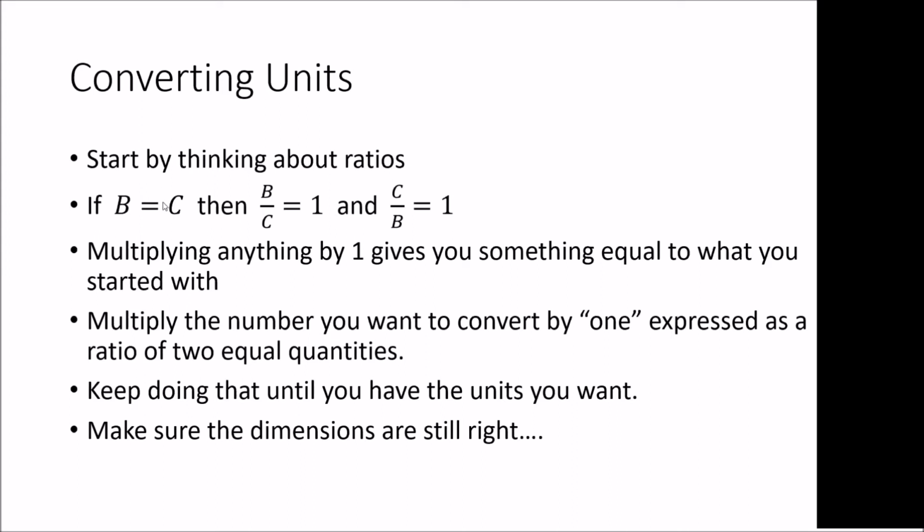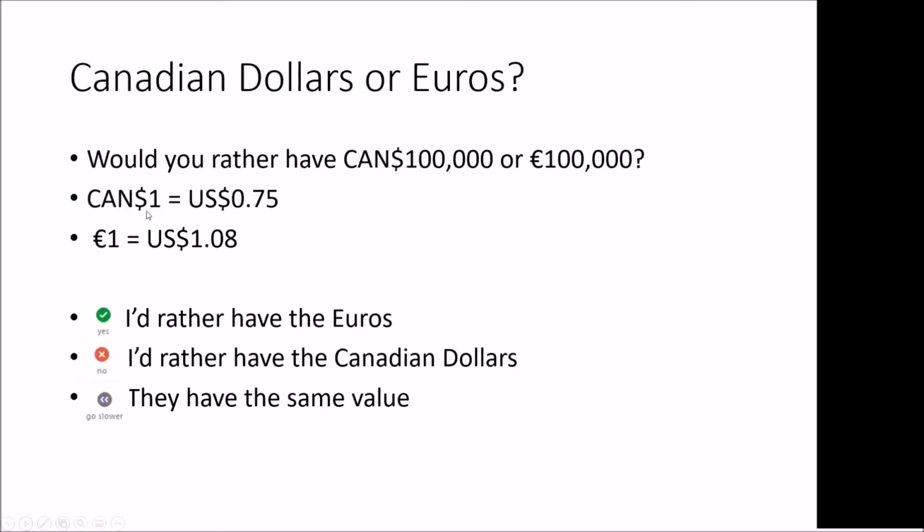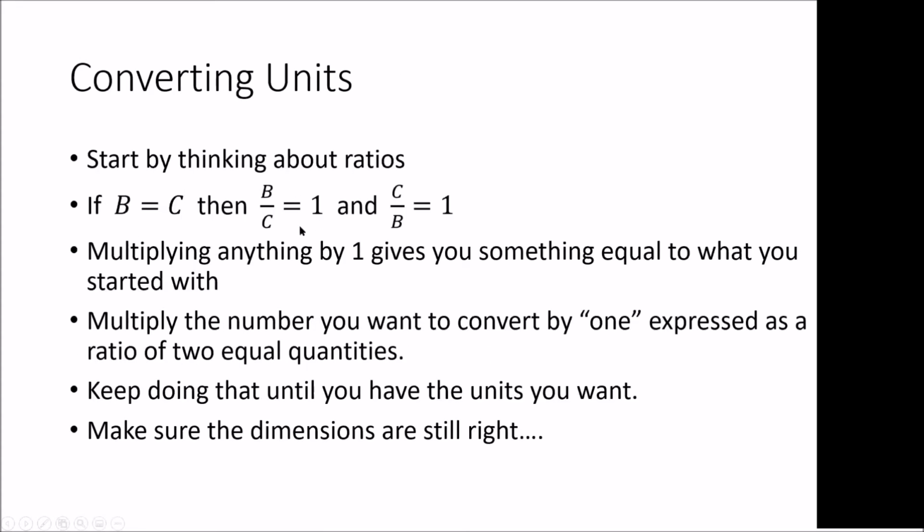What you can do is you say, okay, I know that B is equal to C. Well, if B is 1 Canadian dollar and it is equal to C, 75 US cents, or 0.75 US dollars, then you can take one and divide it by the other, either 1 Canadian dollar over 75 US cents or 75 US cents over 1 Canadian dollar. You can multiply that by something else, and you're still going to have the same amount. And then you can keep doing that until you have the units that you want. You still have to make sure that the dimensions are right, but you should after having done that.